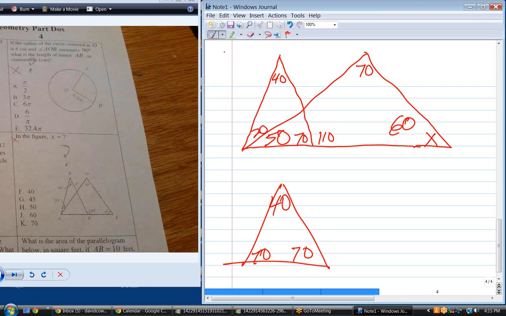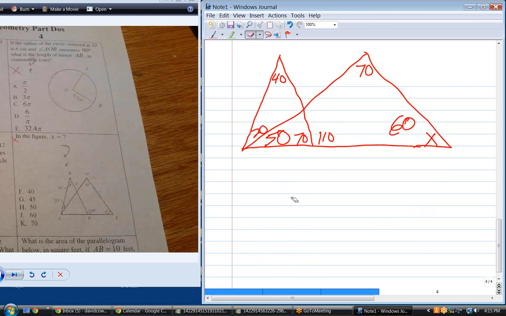180 is also the sum of, what do you call those? I can't think of the name right off. But whenever you have a straight line, these two angles, A and B, are always supplementary. They always add to 180. And that's how we got 70 there.